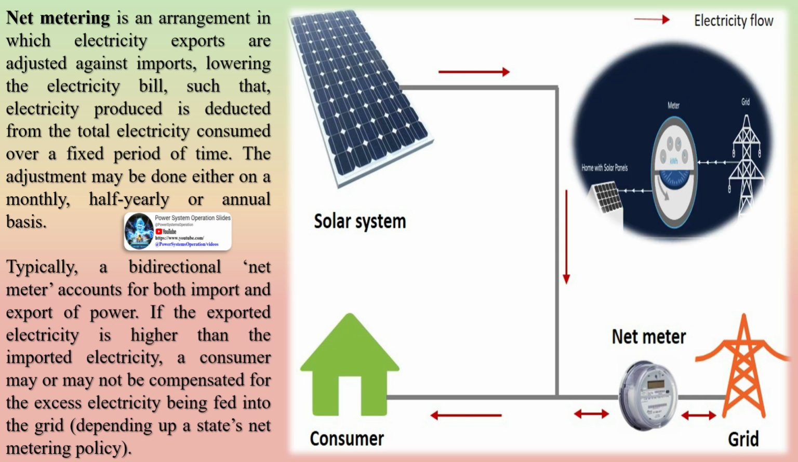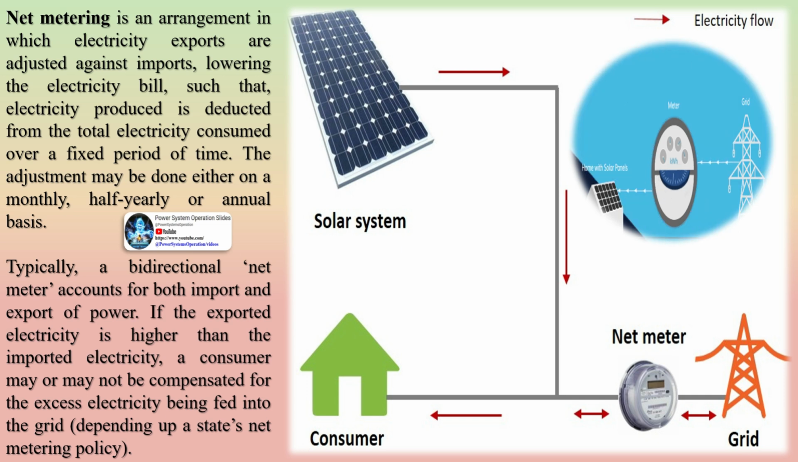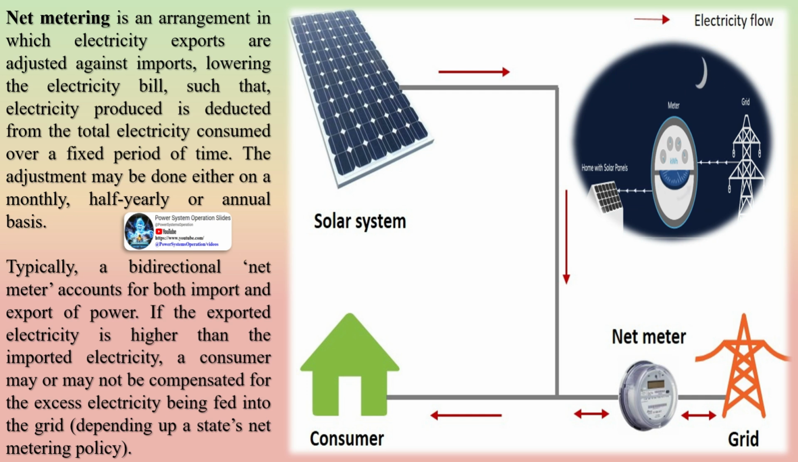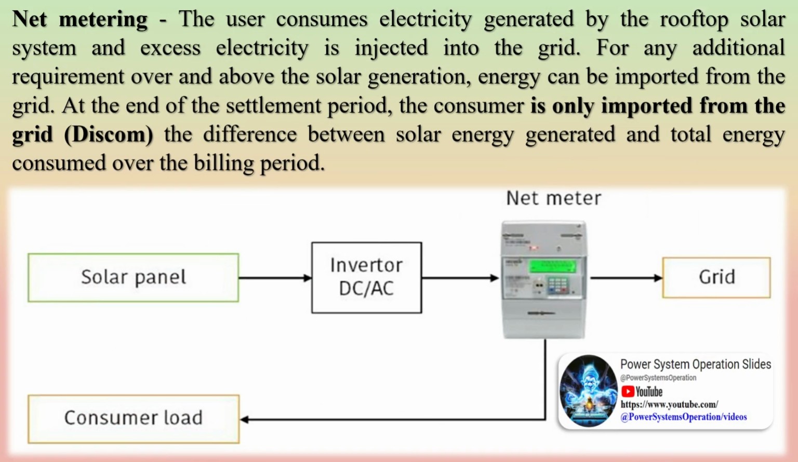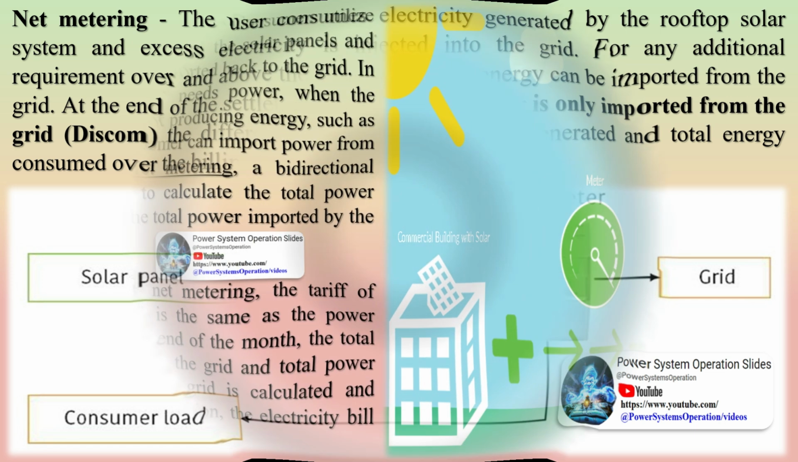What is net metering? Consumers utilize the power generated by the solar panels and surplus power is exported back to the grid. In case the customer needs power when the solar system is not producing energy, such as at night, the customer can import power from the grid. In net metering, a bidirectional meter is used to calculate the total power exported and the total power imported by the consumer. In the case of net metering, the tariff of power exported is the same as the power imported. At the end of the month, the total power exported to the grid and total power imported from the grid is calculated, and based on that calculation, the electricity bill is generated.